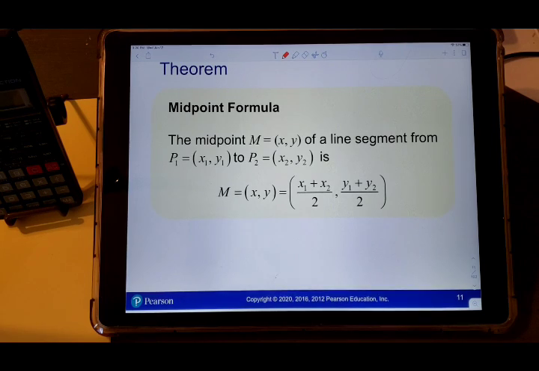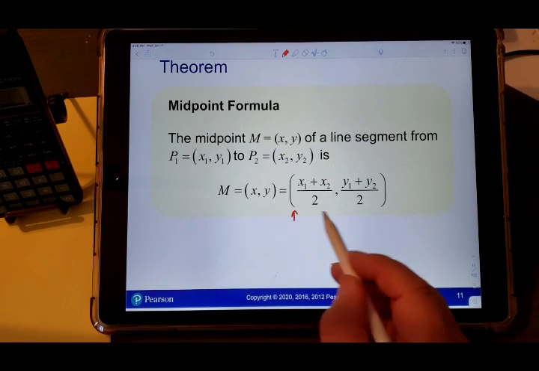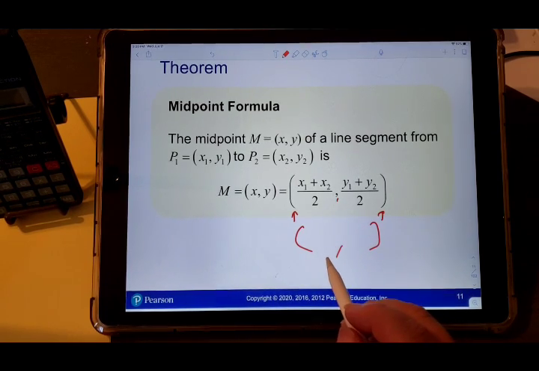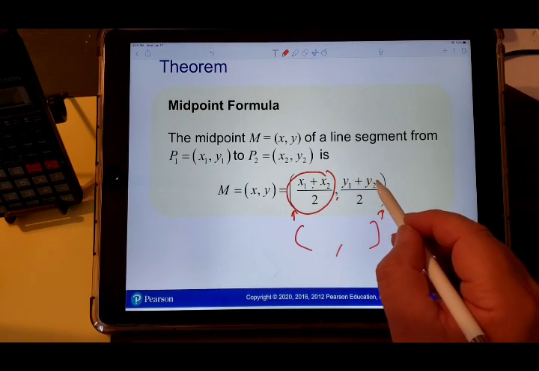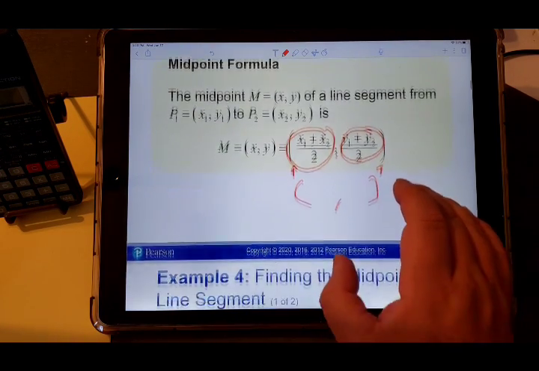Midpoint formula. Remember, the midpoint formula is a point. So the parentheses are required. You can't have a point without parentheses and the comma. And basically, this is just the average. Notice it's a plus sign. It's the average of the x's and the average of the y's. That gives you the midpoint.